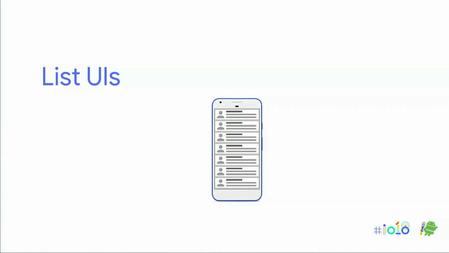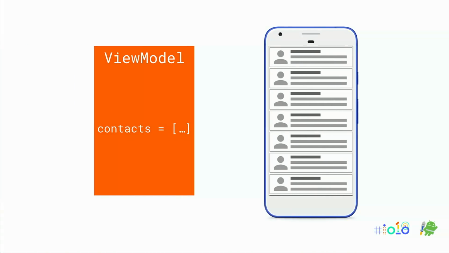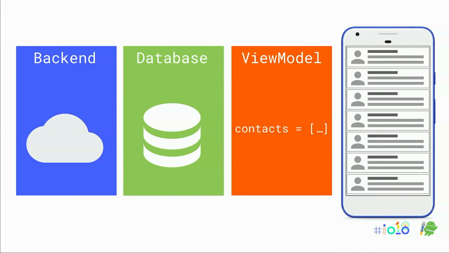Now, list UI is a very common thing in Android applications. Pretty much every single app has a list of something they want to display. So if you're using architecture components, let's see how you would model a list like this. You'll have a view model where you keep the list of items so that it survives configuration change. You'll put your data into a database so that your application works offline. And of course, you have some server-side component where you pull the data from.